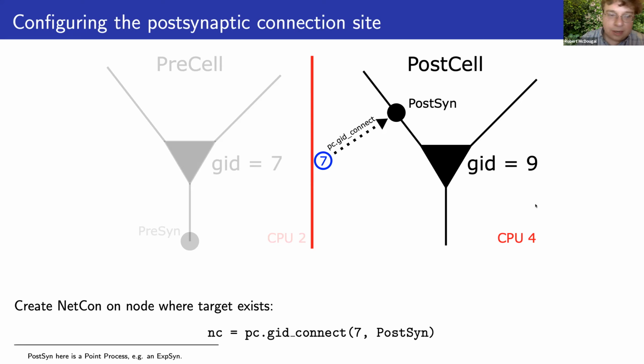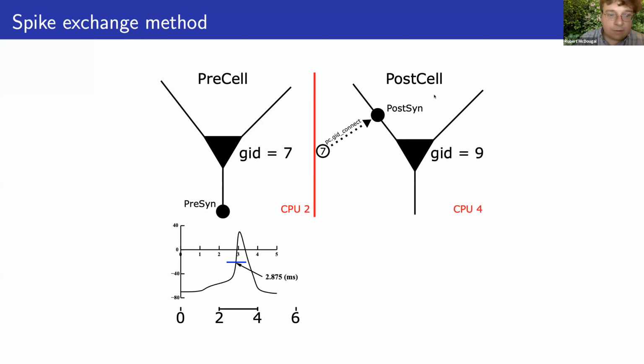So again, here postsend is going to be some sort of point process, like an exp send, exp2 send. There's also, you'll find within ModelDB, GABAergic, AMPAergic, NMDA, all of these things that are pre-tuned for various things. So let's look at how this happens behind the scenes just a little bit more.